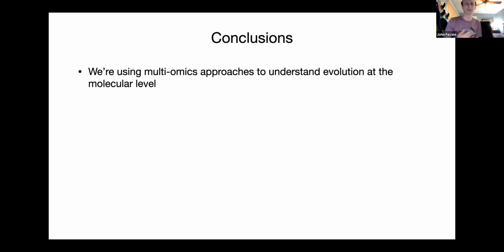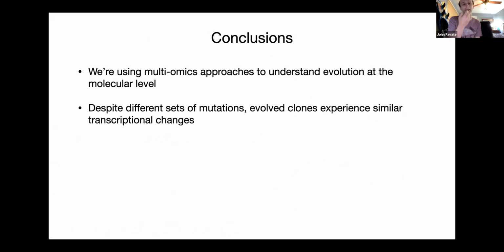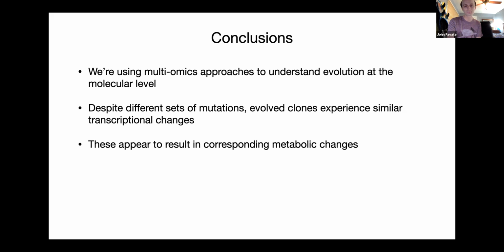So as for conclusions, what I've shown you is that we're basically using multi-omics approaches to understand evolution at the molecular level and see how these molecular characteristics change over time and how they affect these processes. And that in the LTE, it appears that despite the different sets of mutations, the evolved clones experience similar transcriptional changes. And for some reason, that is what's driving translational changes as well. And that these, at least in the case of NAD, might appear to result in corresponding metabolic changes.